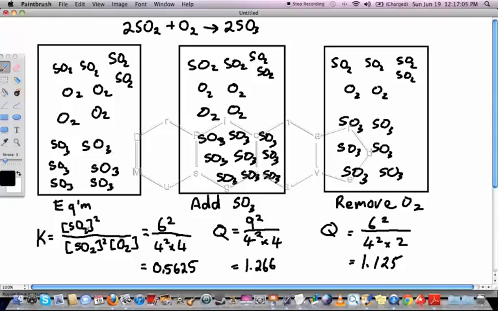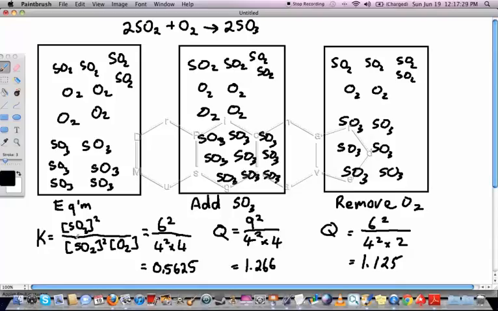Now if we figure out what K is, since we're at equilibrium, we can do that. It's going to be SO3 squared over SO2 squared times O2. And it's going to be 6 squared, which I've just gotten by saying there's 6 of these, 4 of these and 4 of these, so we're going to get 6 squared over 4 squared times 4, which comes out to 0.5625. So that's the value of K that we're going to get from that.